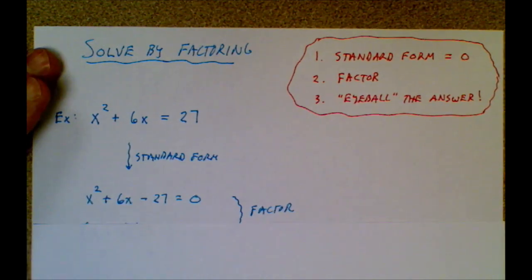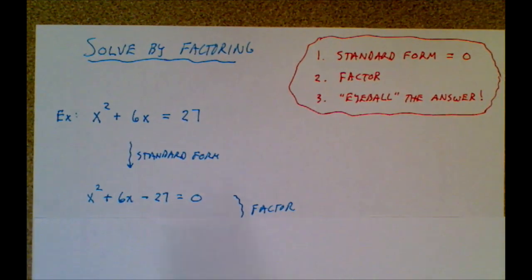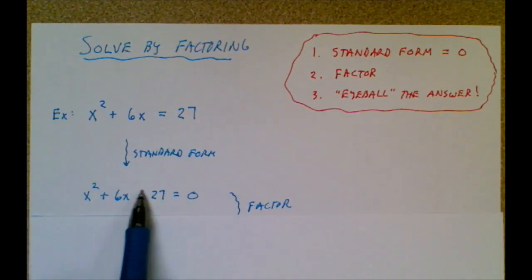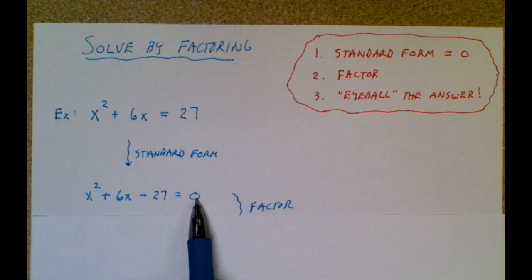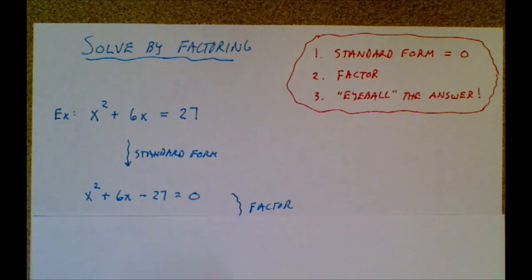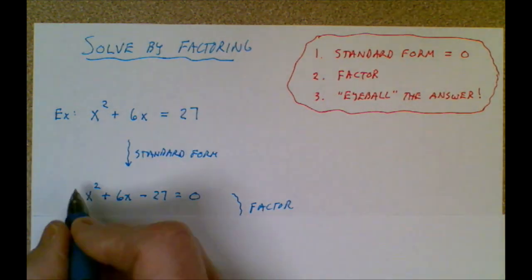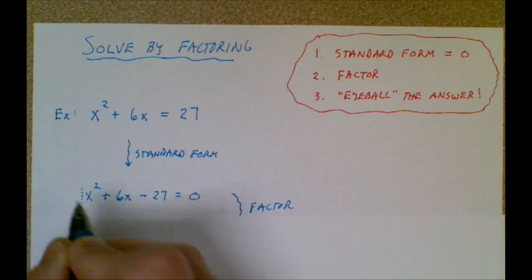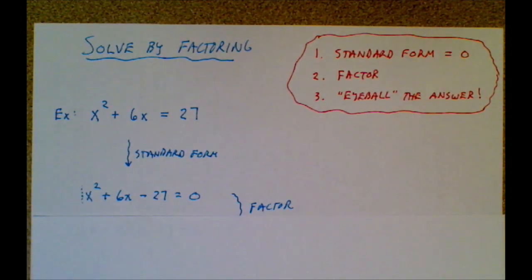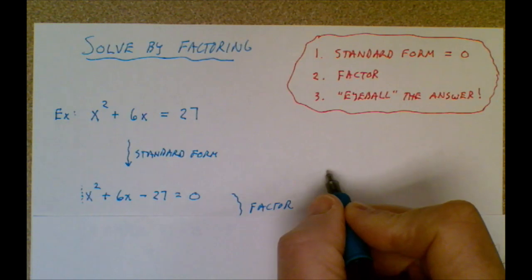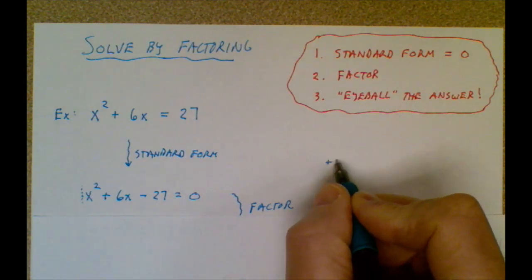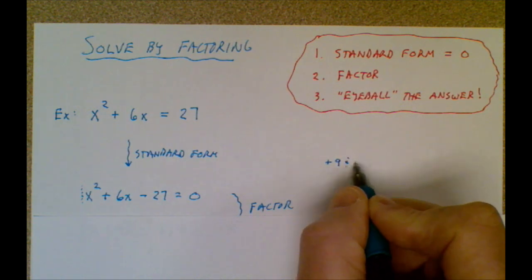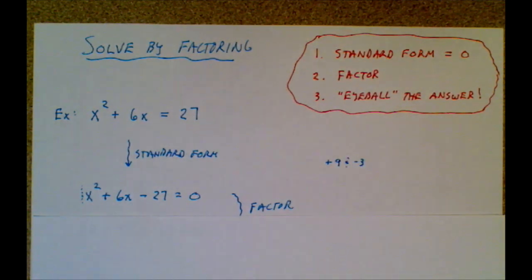Now I have standard form. The 27's over there. I have descending order. I'm in the form standard form equals 0. Next step, factor. Well, this is a trinomial with a leading coefficient of 1, so I get to ask myself what 2 numbers in the world multiply to negative 27 and add to 6. It turns out that those 2 numbers are positive 9 and negative 3.